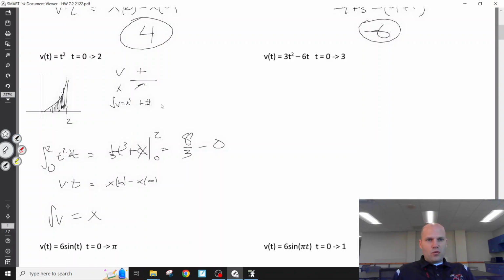So I've moved to the right 8/3. My position has increased 8/3. I ended 8/3 to the right of where I started.